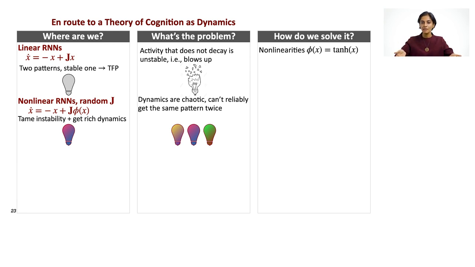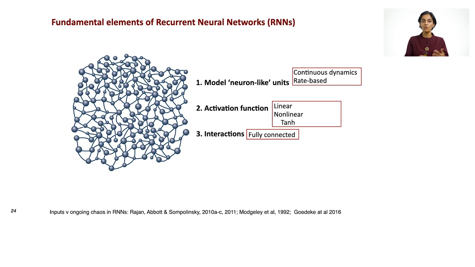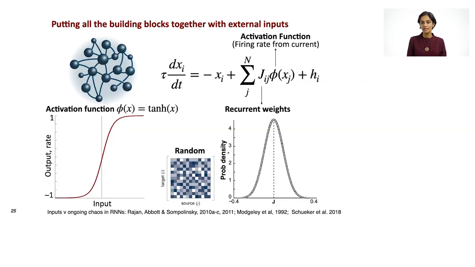So what we're going to do with these models is, yes, eventually we're going to train them to do something task-specific where this problem can be countered. But en route to it, we wanted to apply external inputs and see if we can get this problem under control. We want to return to our fundamental elements, and we've talked about model neuron-like units in the continuous rate-based dynamics case. We looked at the case of the hyperbolic tangent as the activation function, and we're talking about fully connected interactions. And now we want to add external inputs to this model, and external inputs can be periodic, as in sines and cosines. They can be noisy, or they can be naturalistic. We're going to be considering periodic inputs for their mathematical tractability. So putting all the building blocks together, now we've added external inputs to these models.